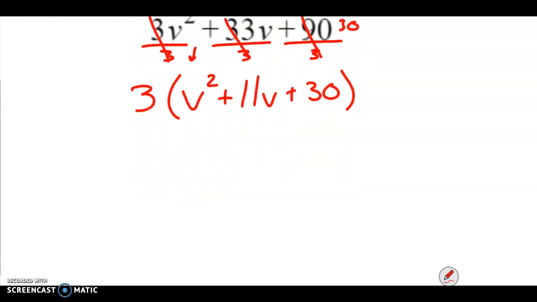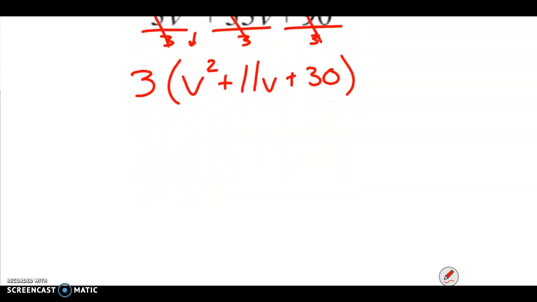So when you end up at this point, we've already factored out a 3. That's going to be part of our final answer. That's going to just stay put, okay? So you don't want to lose that. And then the inside, this trinomial that's left over, is just like yesterday. We're going to be using that AC method.